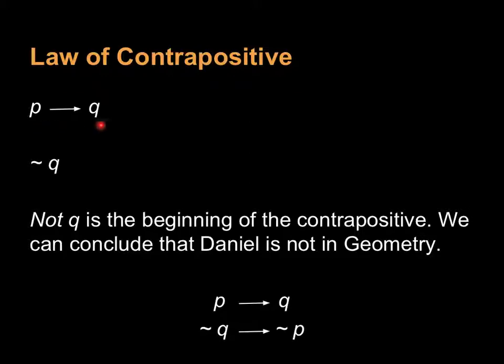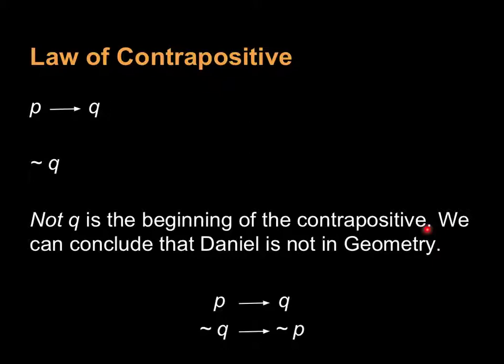So if P, then Q, and not Q, right? He has not passed Algebra 1, so not Q. Not Q, if you remember, is the beginning of the contrapositive. Remember contrapositive from last section? We flip the P and the Q, but we also make them negative. So not Q is how we begin a contrapositive. So we can conclude that Daniel is not in geometry.